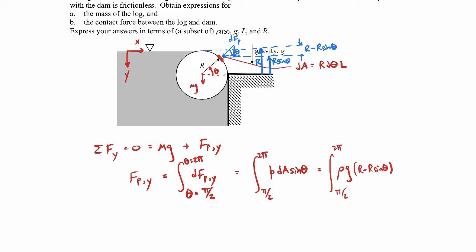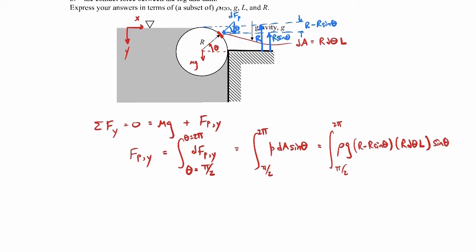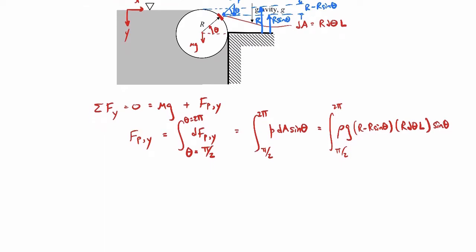Okay, so that's my pressure, and then my area I said was r d theta times L, that we said up here. That's just that little bit of area there. And then we have the sine theta that we have to put back in. So that's my pressure force in the y direction.